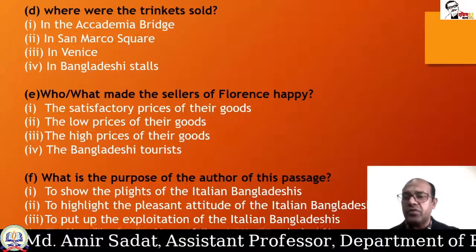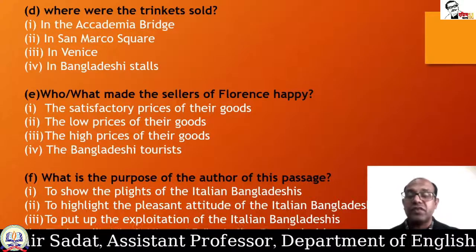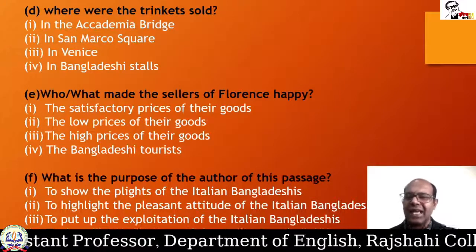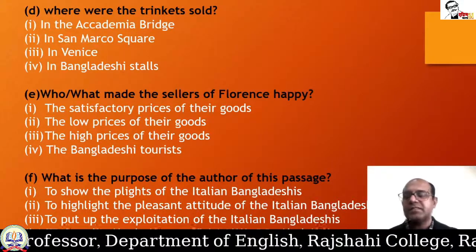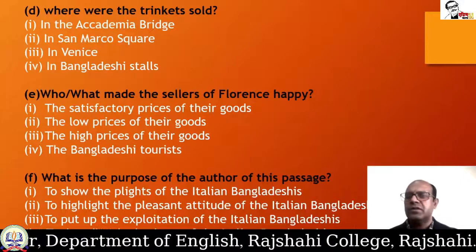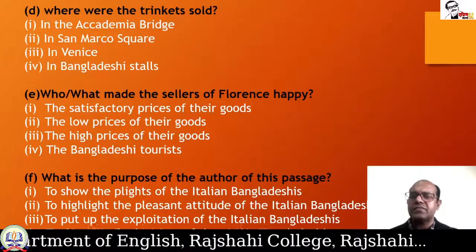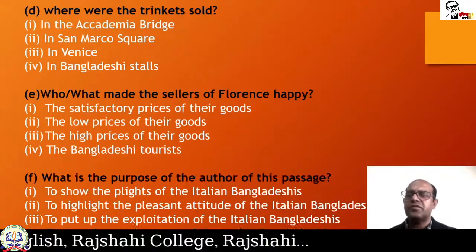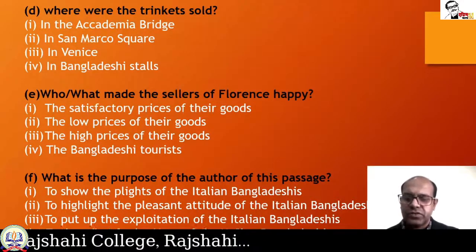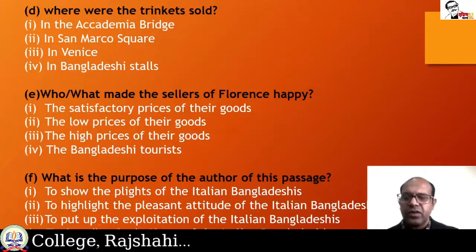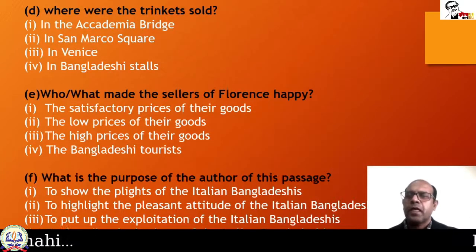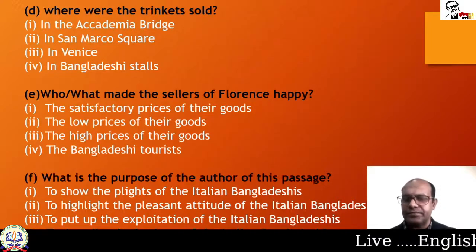Now question E. Who or what made the sailors of Florence happy? Option 1. The satisfactory prices of their goods. Option 2. The low prices of their goods. Option 3. The high prices of their goods. And option 4. The Bangladeshi tourist. So which will be the correct answer? I think option 4. The Bangladeshi tourist made the sailors of Florence happy.